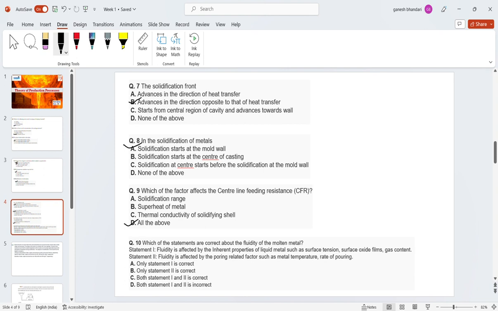Yeah, it will obstruct the fluid from flowing, and some slag part and all will come into the picture, which we will read at a later stage. So the second statement is fluidity is affected by pouring related factors such as metal temperature and rate of pouring. Yeah, that's true. So the correct answer will be that both statements are correct. It will be C.